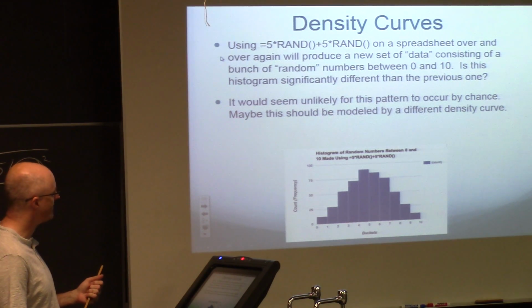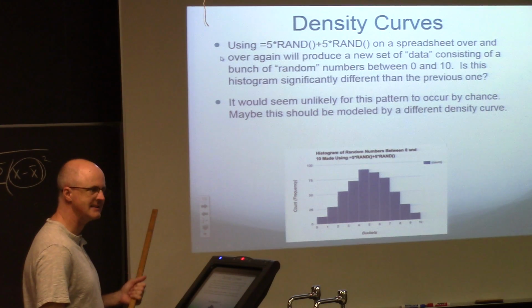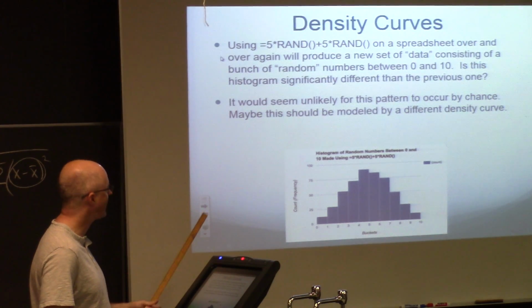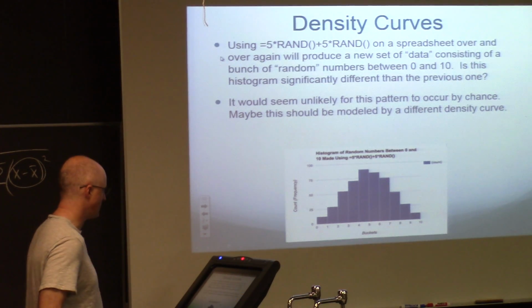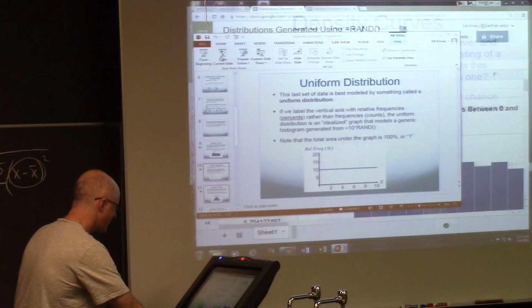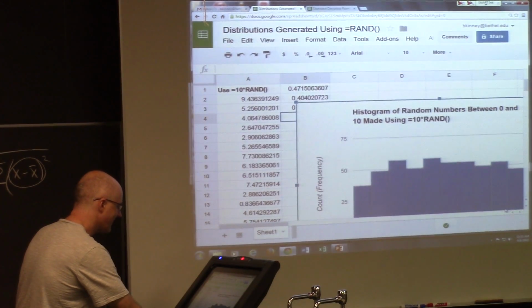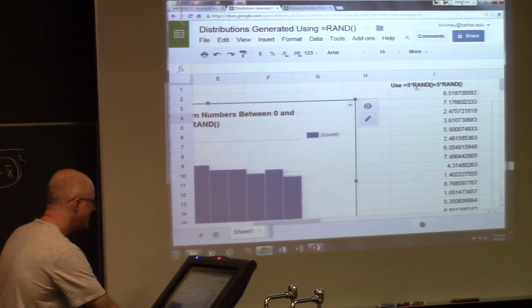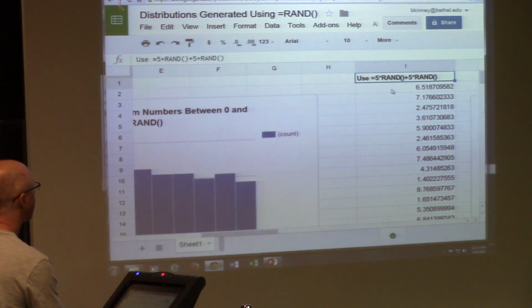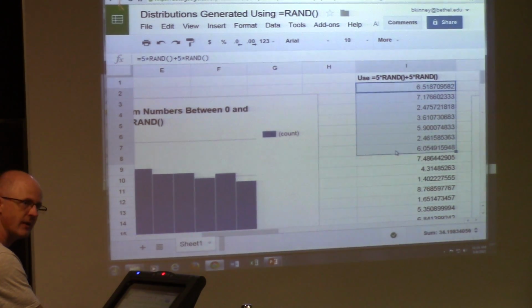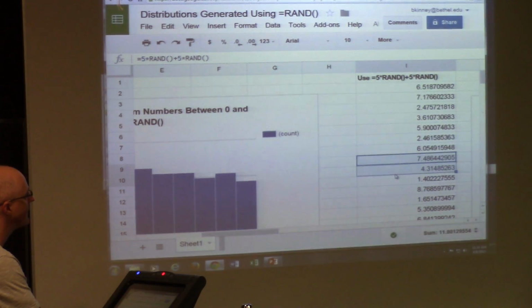Now that pattern is a pretty symmetric pattern. You might say it looks like a bell-shaped curve, but actually it looks more like a triangle, if you do it over and over again. And let's do it over here. I've got equals 5 times rand plus 5 times rand over and over again, here again. Most of the numbers are fairly close to 5. There's very few that are down near 1 or up near 9, relatively speaking. Here's another graph.